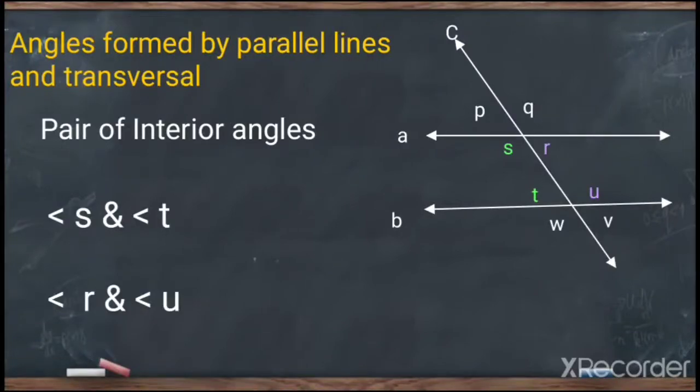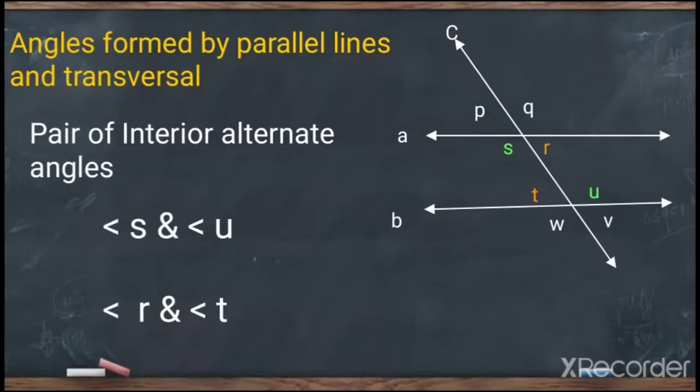Let's see the next, interior alternate angles. Interior alternate angles means angles on alternate sides of the transversal and on the interior side of the given lines, that is line A and line B. Therefore, angle S and angle U both are interior alternate, as well as angle R and angle T. This is the next pair of interior alternate angles.